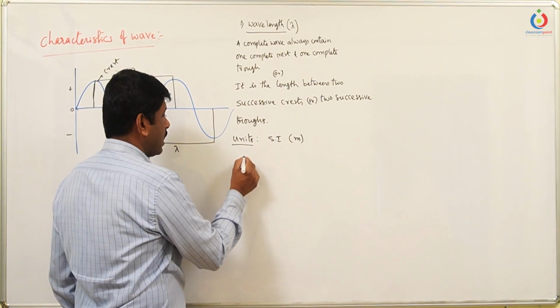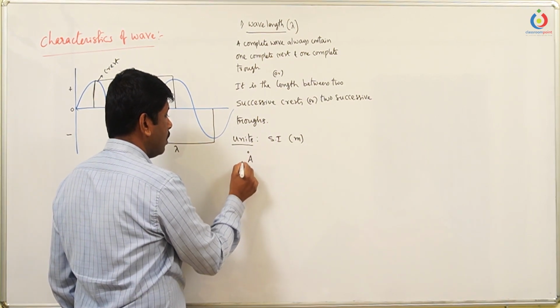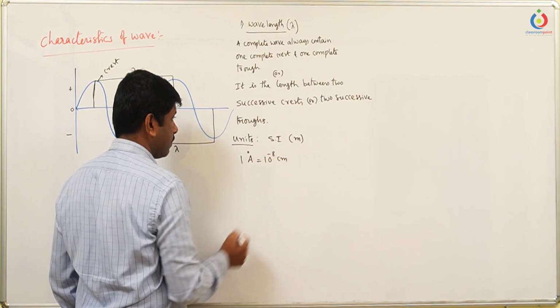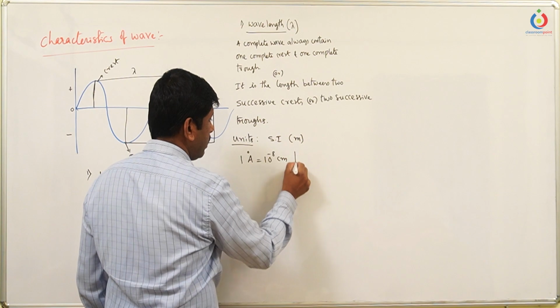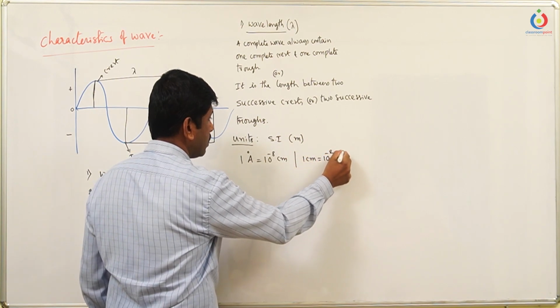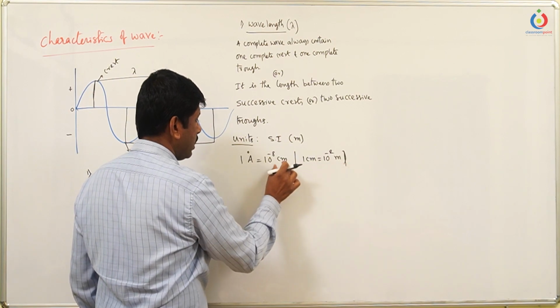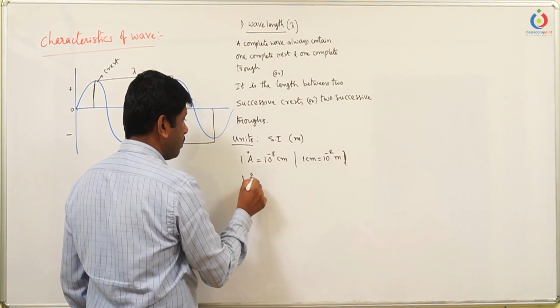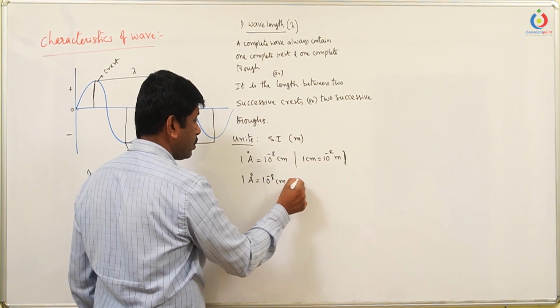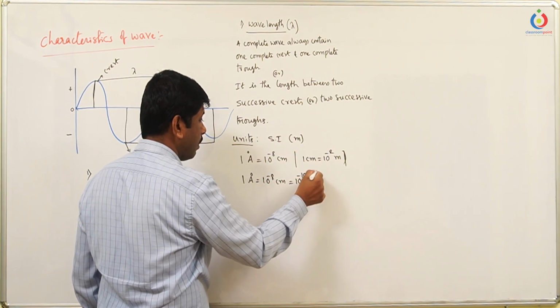So usually we consider the angstrom. 1 angstrom is equal to 10 power minus 8 centimeters. We know that 1 centimeter is equal to 10 power minus 2 meters. So this value is substituted here. Now 1 angstrom is equal to 10 power minus 8 centimeters, which equals 10 power minus 10 meters.